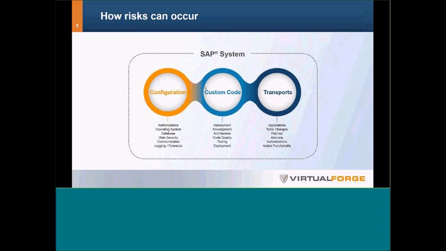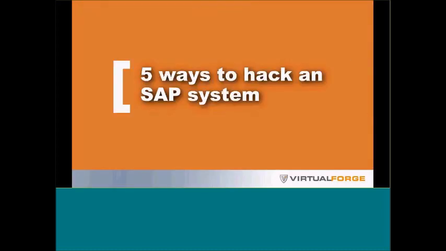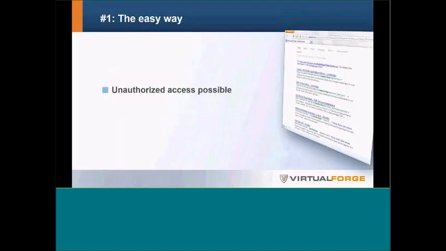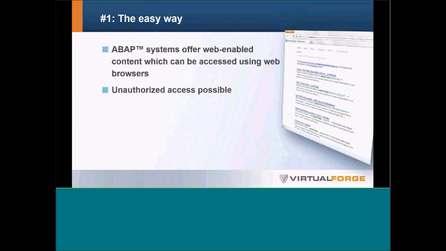So these are the areas where in general risk can occur, not necessarily attacks by hackers, but where risk can occur. And let's actually dive into the 5 ways how hackers from the outside or from the inside actually can attack your SAP system. So the easiest way is concerning the area I talked about first, the configuration area. And I've actually mentioned one of the possibilities.